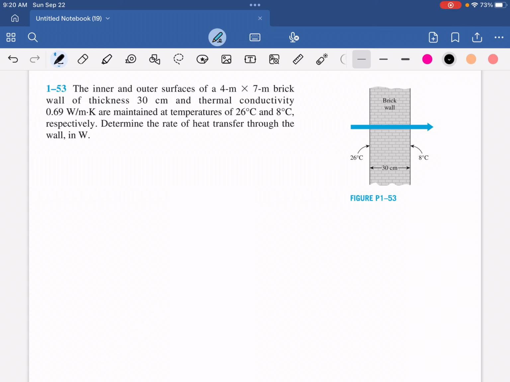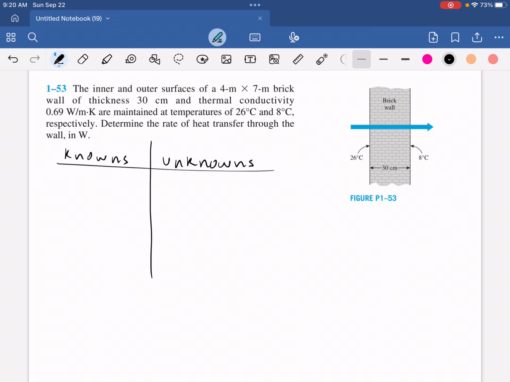This next problem, I feel like it's pretty straightforward. As always, the way I like to start my problems, I like to write my knowns and my unknowns.